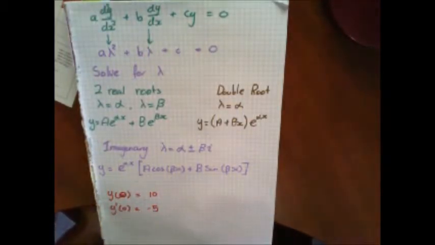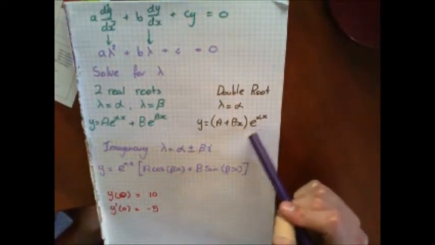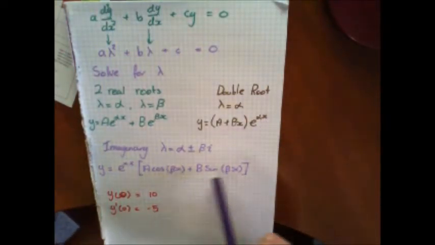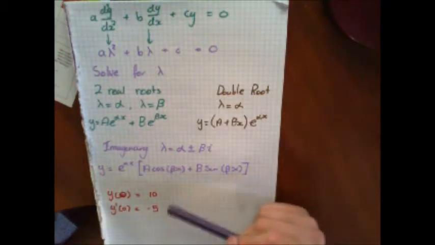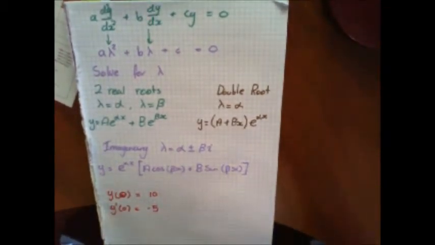It's just nice if your teacher gives you 0 because e to the 0 is 1, as well as cos and sine becoming 1 and 0, which is really nice.